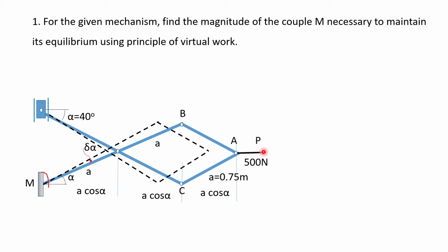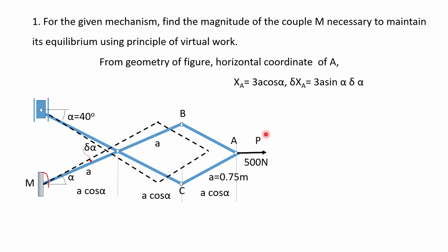So when we try to understand the geometry of the figure and give the virtual displacement to this point, from the geometry of the figure, the horizontal component of A, xa, is nothing but the summation of all these distances, that is a cos alpha plus a cos alpha plus a cos alpha, that is 3a cos alpha. And del xa is nothing but the derivative of that, that is equal to 3a sin alpha del alpha. Here 3a is constant.